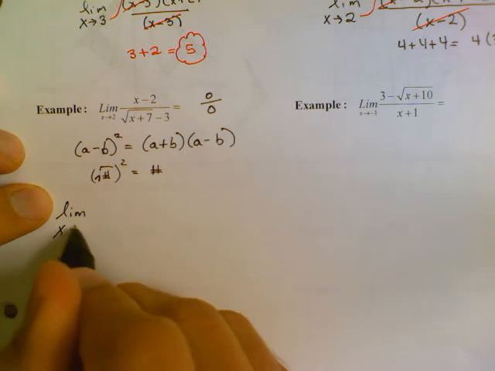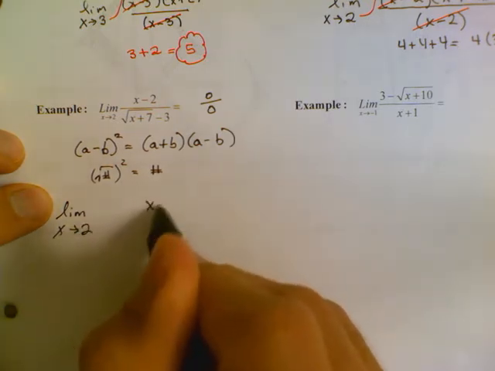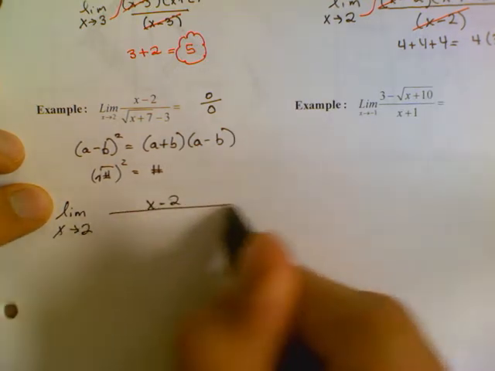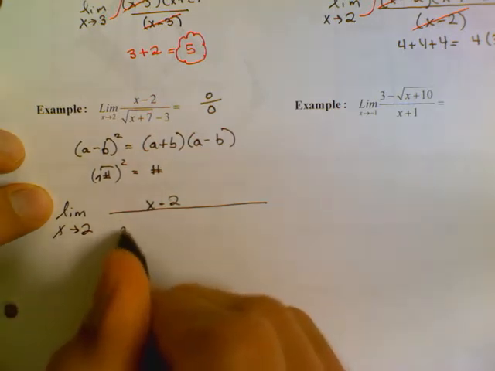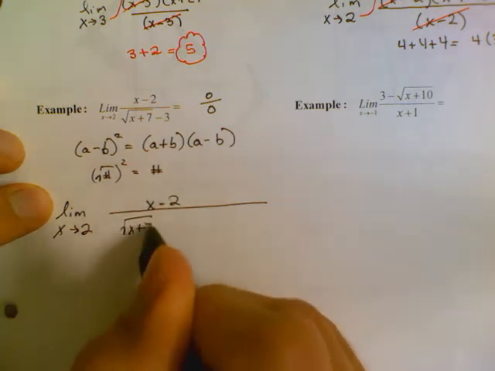So anyway, let's take a look. The limit as x approaches 2 of x minus 2, let's put that on top, just like normal. And this bottom part is the square root of x plus 7 minus 3.